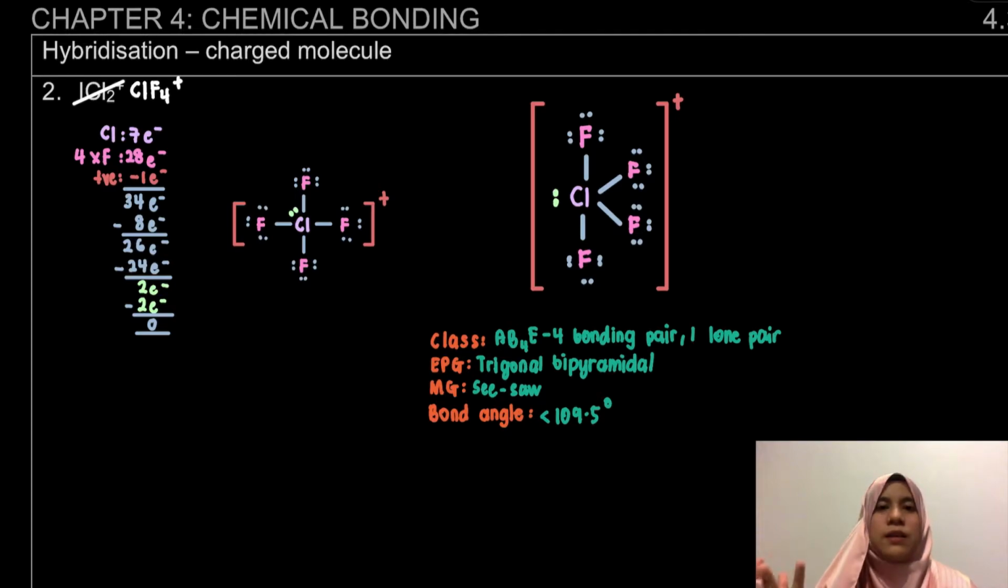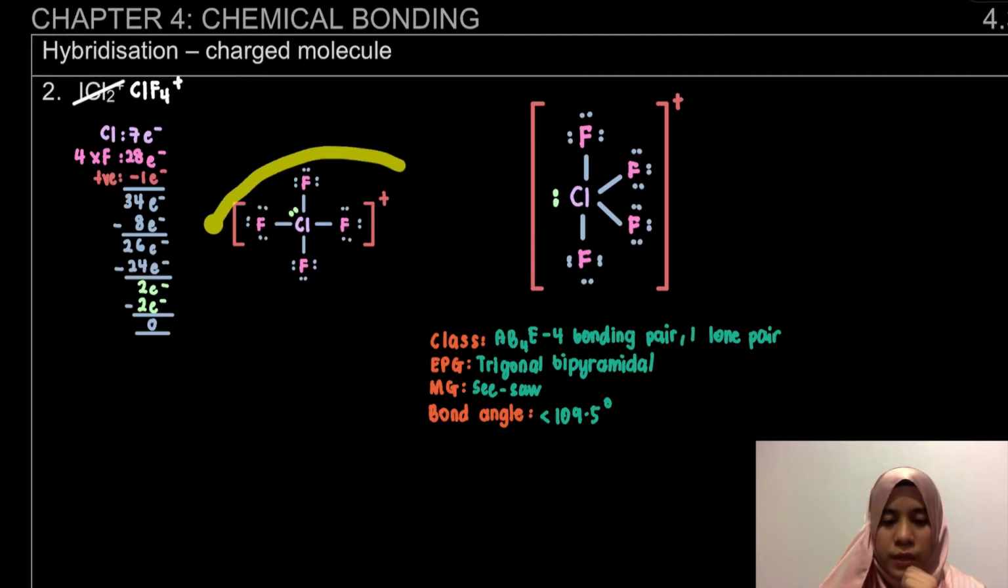Sebab remember, hybridization ni memang first step Lewis structure. Kalau Lewis structure salah, macam mana betul pun shape kamu tu, walaupun kamu tahu shape dia apa, but because of your base tu dah salah, lain tu semua salah. Okay, so what we have is actually 2 electron left. So, the 2 electron tu will be our lone pair.